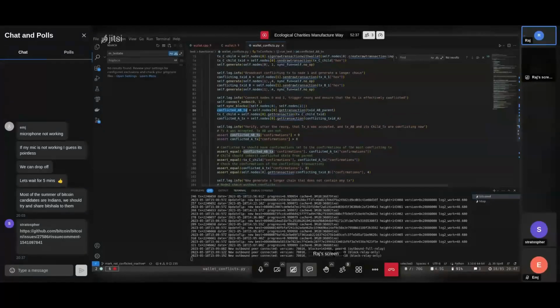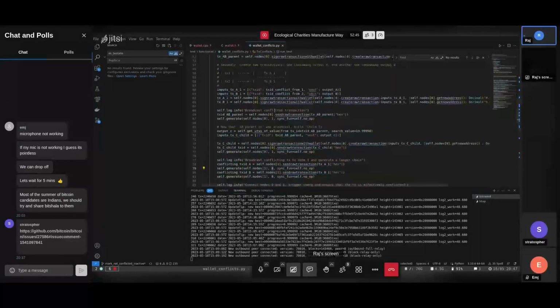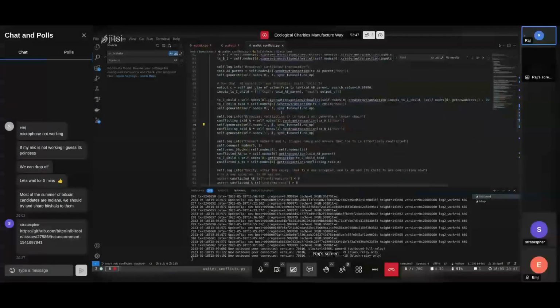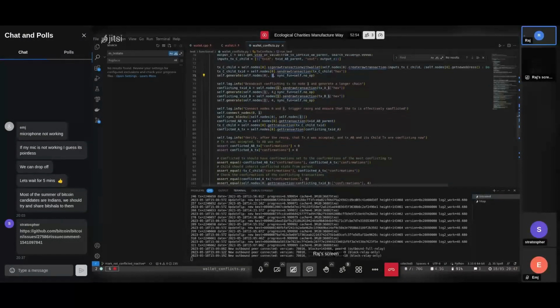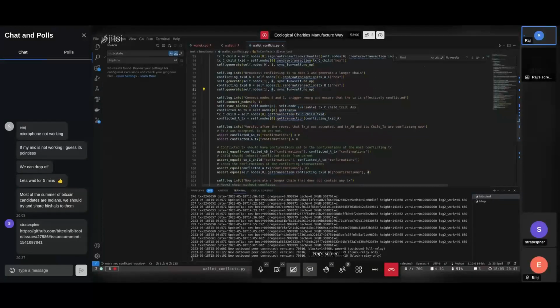So basically node 1 had 4 blocks on top. Previously, before disconnection, they all were on the same tip. Then node 0 created one more block here, one more block here. Node 1 created 4 blocks here and 4 blocks here. So node 1 is ahead of node 0.